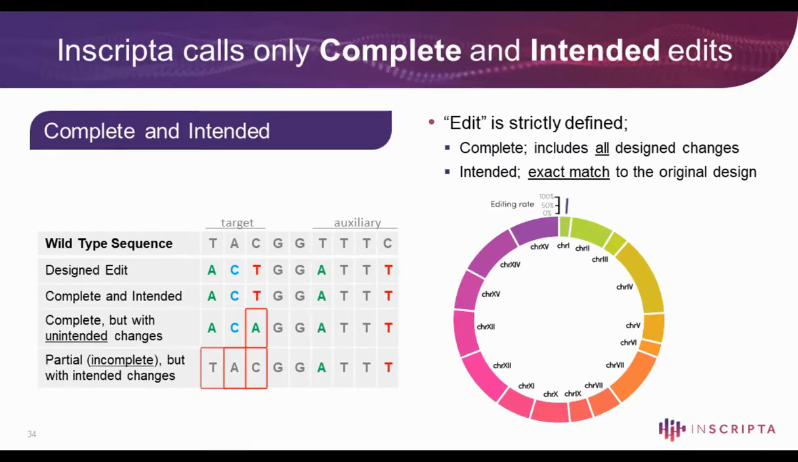Here you see on the circus plot, it's just an example of one single guide RNA targeting chromosome 1 of a yeast genome, and with the height of the bar indicating the editing rate, and thus the fraction of cells in the population with a complete and intended edit on that specific position.